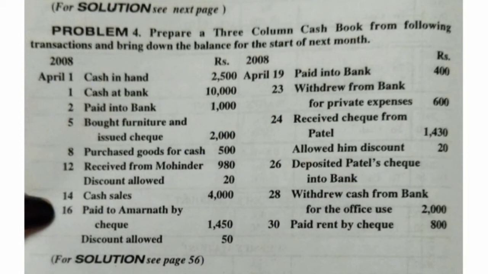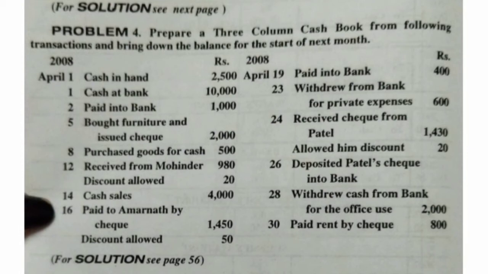Next one, paid into bank, it is a contra entry. So bank account debit to cash account will be the journal entry. So bank is on the debit side. On the debit side of the cash book, in the bank column, take 400 by giving the name to cash account. And on the credit side, cash is on the credit side. So in the cash column, you take 400 on the credit side by giving the name by bank account.